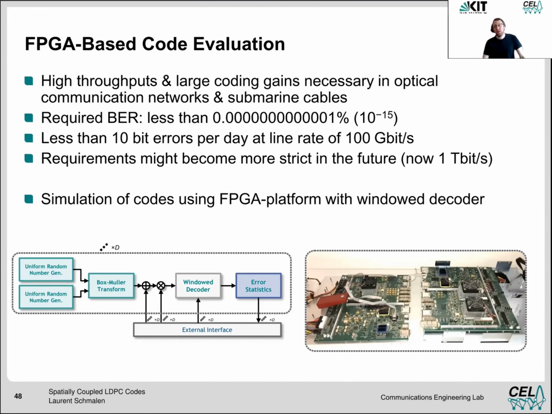And actually, we tried to implement this. That was when I was working at Bell Labs, where we were looking for coding for optical communications, where we have very high throughput and we need very low error rates. So we require error rates in the range of 10 to the power minus 15, so 1 bit error per 10 to the power 15 bits. And this corresponds to 10 bit errors per day if you transmit at 100 gigabits per second. In order to do this, we built an FPGA-based decoder that can run the decoding at pretty high throughputs so that you can actually evaluate these very low error rates in Monte Carlo simulations.